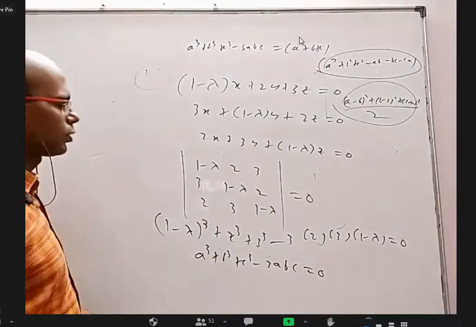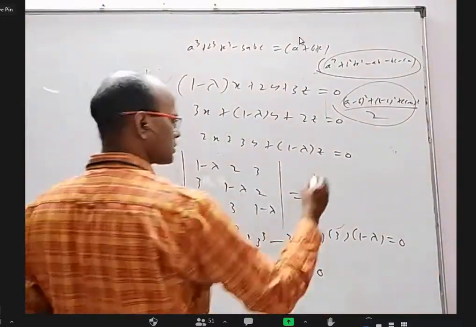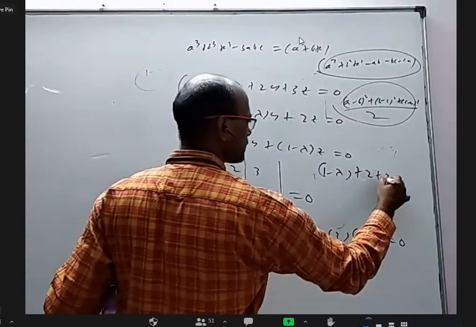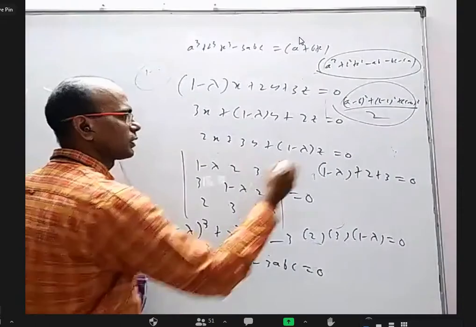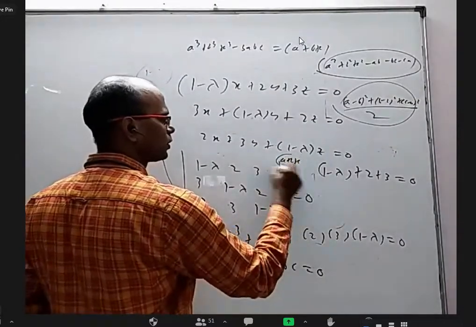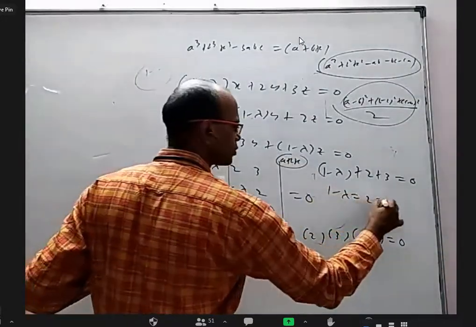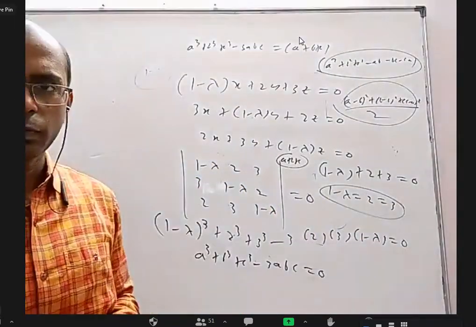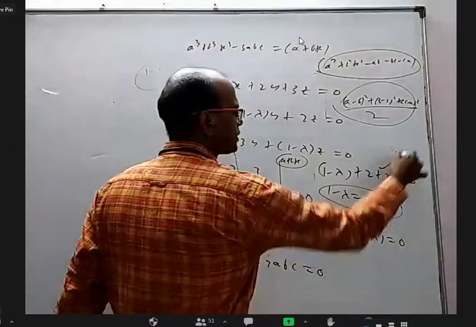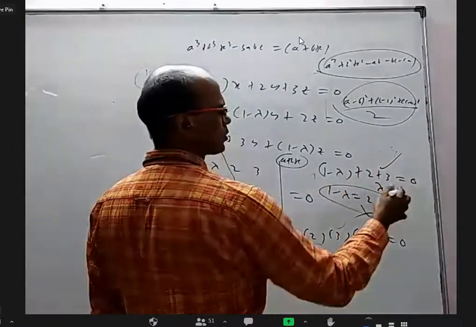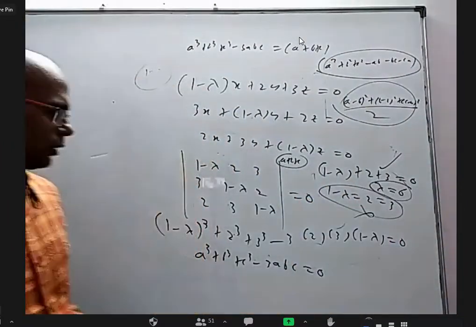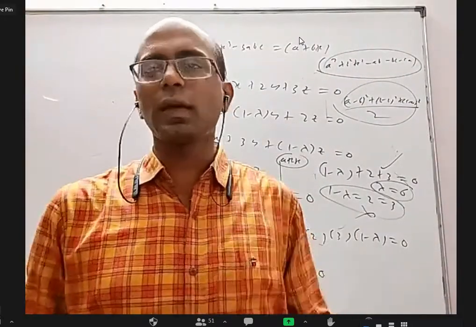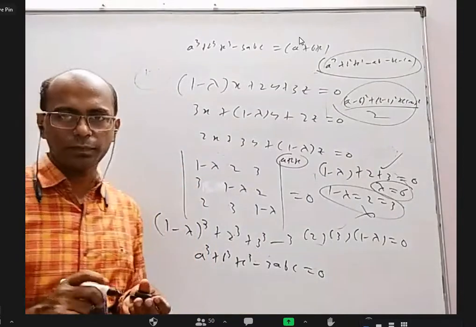So if you want it to be 0, you have 2 cases. One is 1 minus lambda plus 2 plus 3 equal to 0, for a plus b plus c to be 0. The other option is 1 minus lambda equal to 2 equal to 3, which is not possible. So only the first: from this, you'll get lambda equal to 6. If you expand, you'll get a cubic equation, and by trial and error you would find lambda equal to 6 will satisfy. There is a difficulty there.